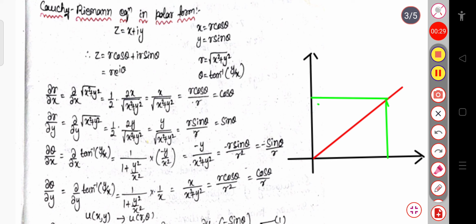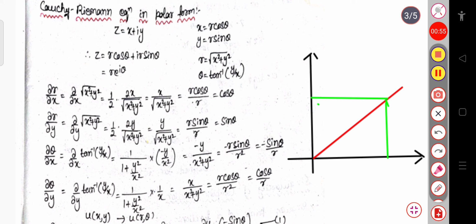Analytic means that when the function is defined at some point and its derivative exists at that point, we can say that the function is analytic at that point. If the function does not exist, meaning at any point the function tends to infinity, then that point is known as the singular point. So to check whether the function is analytic or not, we use the Cauchy-Riemann condition.